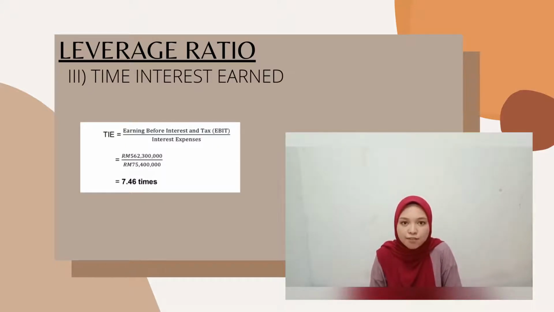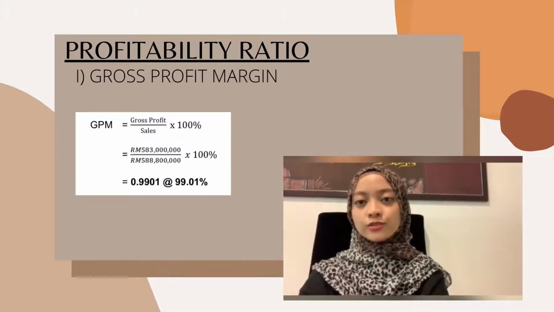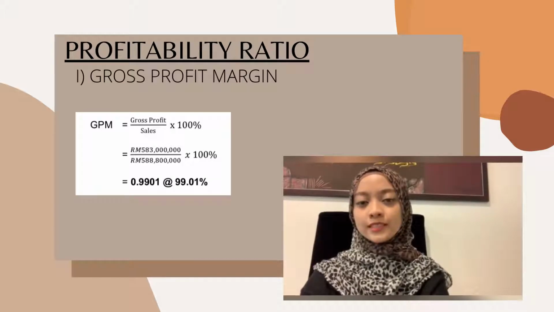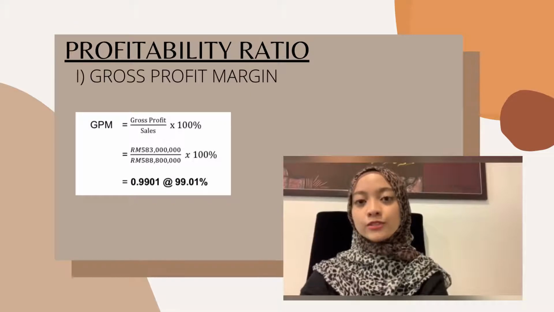For the profitability ratio, the formula for gross profit margin is gross profit divided by sales and multiplied by 100%, which is 583 million divided by 588.8 million times 100%. The answer would be 0.9901 or 99.01%.